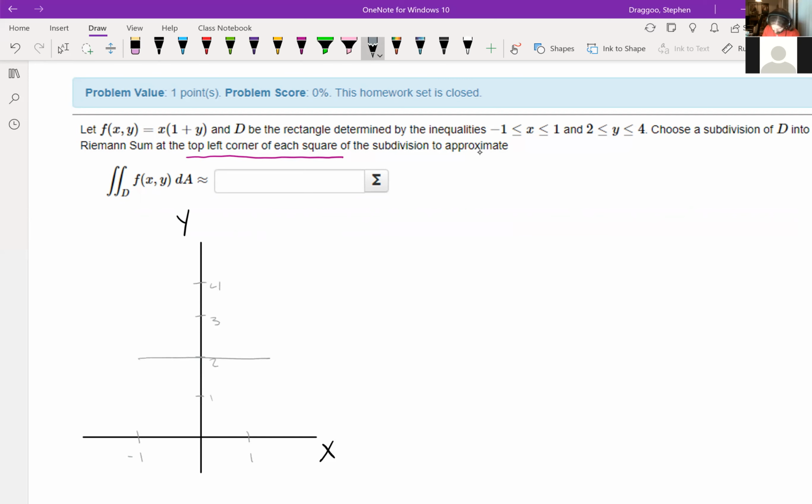Our rectangular region, let's try that one more time. Rectangular region should hopefully look something about like that. That's our region. This is D.